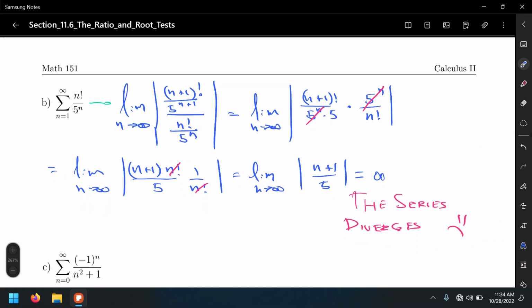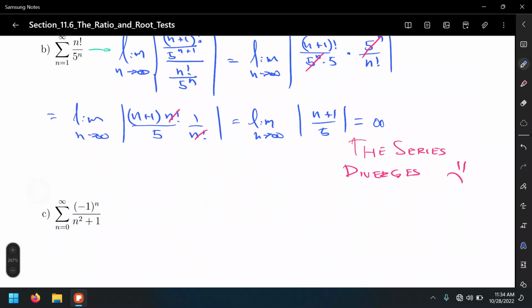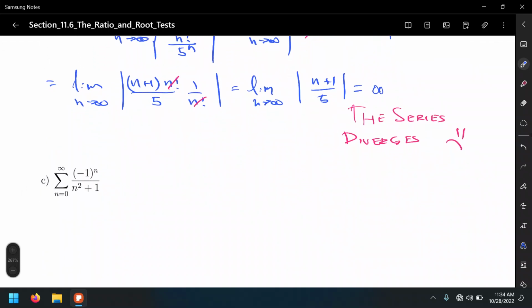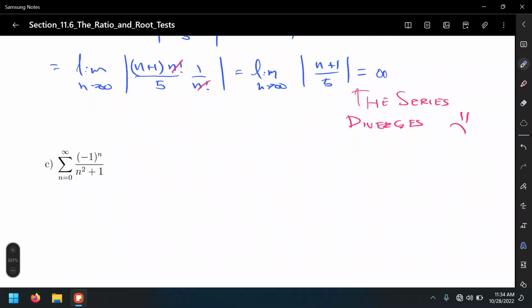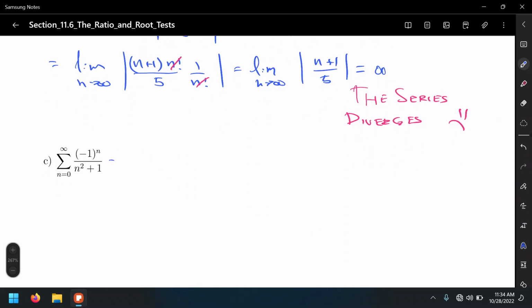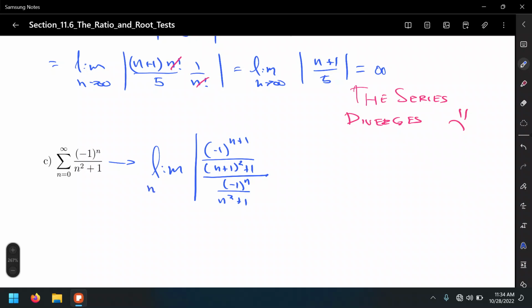Let's do another example. Letter C. The sum from n equals 0 to infinity of negative 1 to the n over n squared plus 1. Let's set up the limit, absolute value of negative 1 to the n plus 1 over quantity n plus 1 squared plus 1, divided by the original expression, negative 1 to the n over n squared plus 1, as n approaches infinity. Okay, let's do one thing at a time.